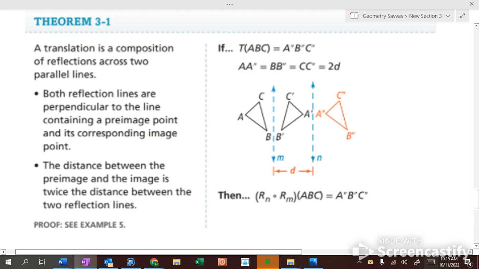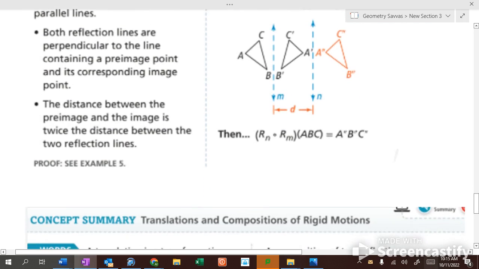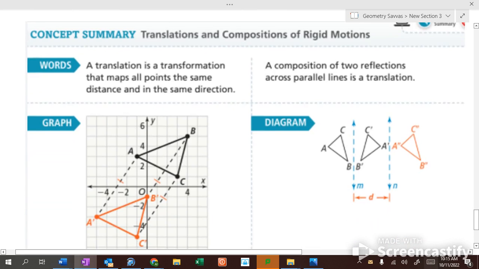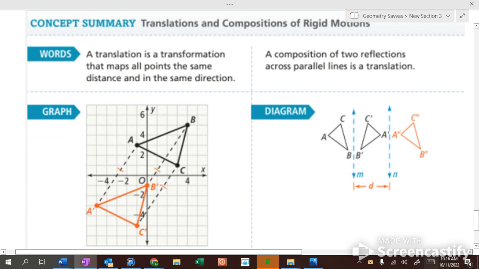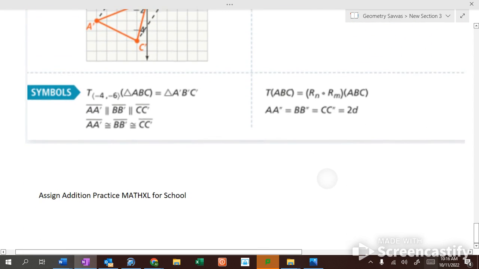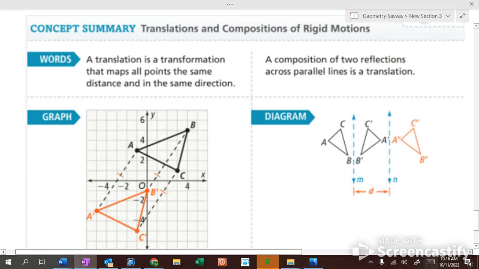Now, am I going to test you over that? Not really. I want you to know translations, but you might see a problem on today's homework dealing with the lines of reflection. So a translation is really a double reflection, but the easier way to think of a translation is a slide. You're going to slide every point the same amount in the same direction. Okay, so your first assignment's out there. Probably your second assignment's out there too, but let's just work on the first assignment.